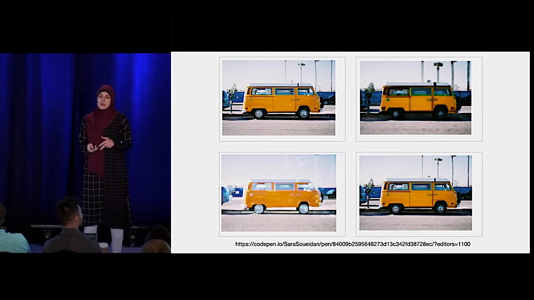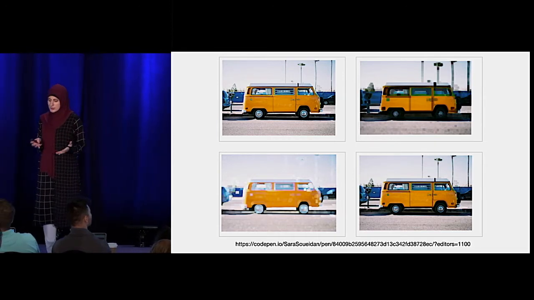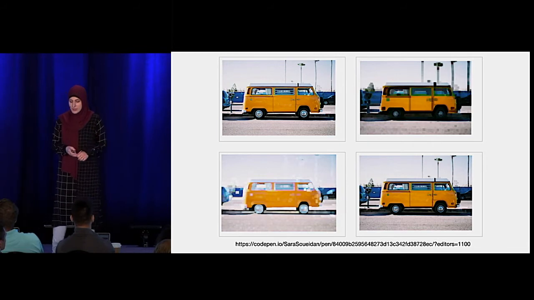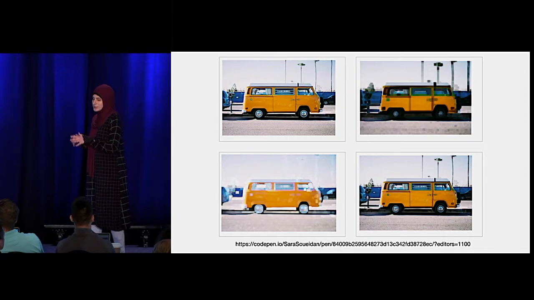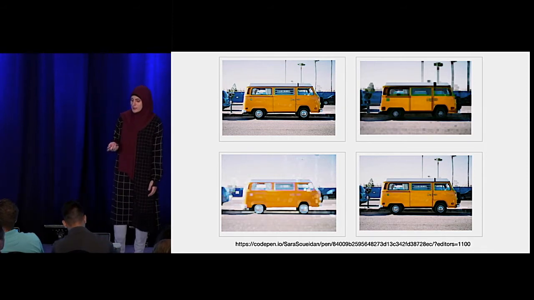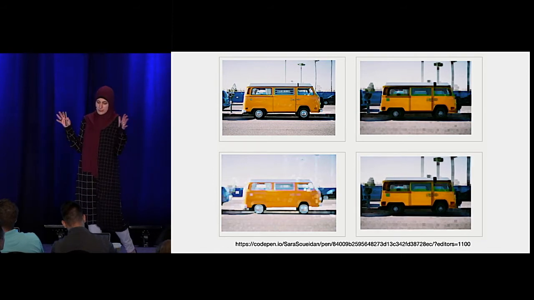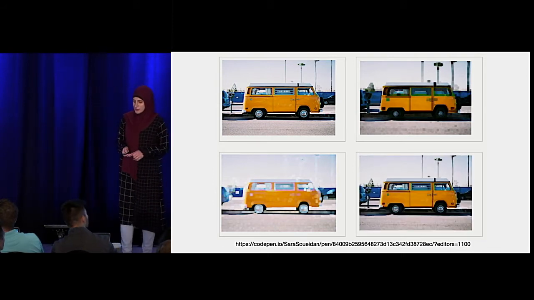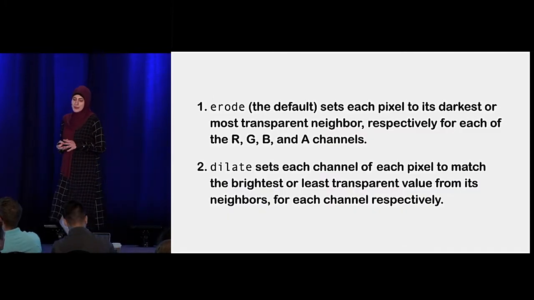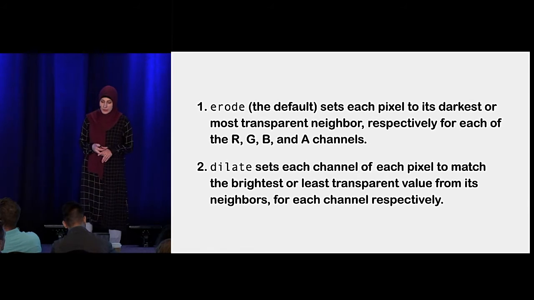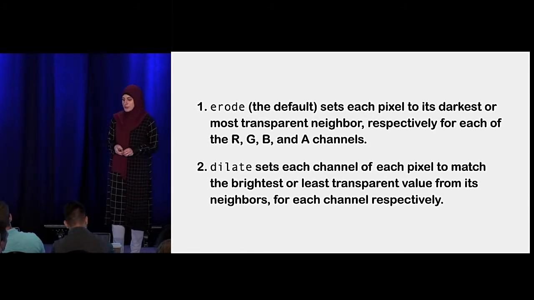In addition to the shrinking and expanding effect, probably the first thing that you may have noticed is the different colors resulting from each of these two effects. Erode produces an effect that has more darker pixels than light ones, whereas dilate produces lighter output. This is due to the fact that, this is a video showing how the dilation happens. This is being animated. This is due to the fact that erode sets each pixel to its darkest or most transparent neighbor, whereas dilate sets the channel of each pixel to match the brightest or least transparent value.